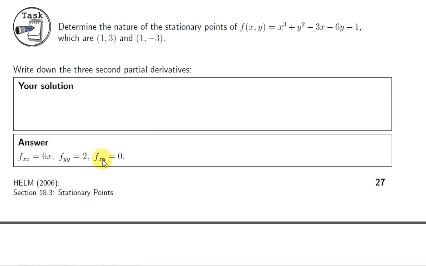And you can check that you'll get 0 if you do that the other way around. If you were to take f sub x, which is 3x squared minus 3, and differentiate that with respect to y, you will also get 0. f sub xy is equal to f sub yx.